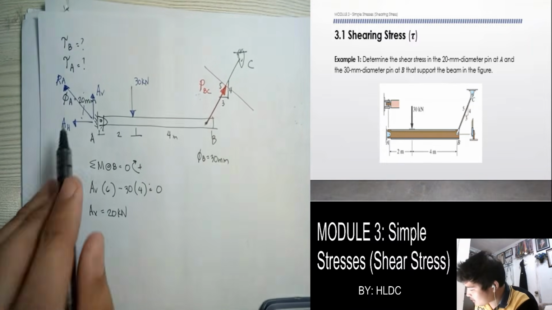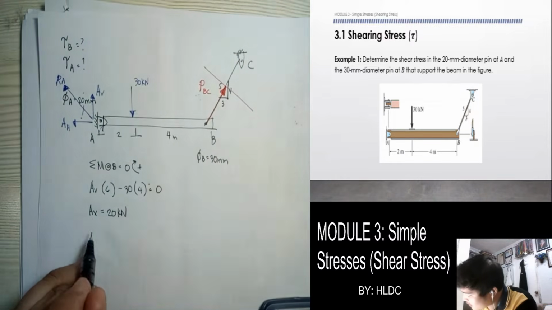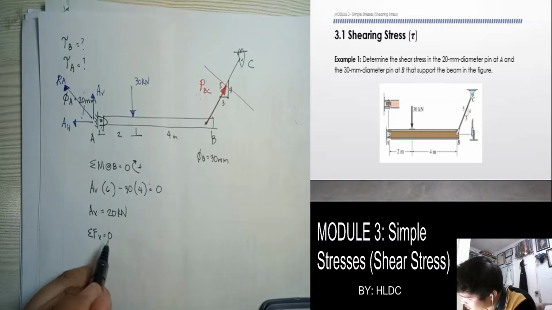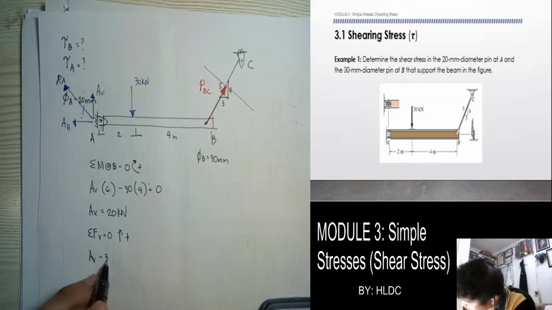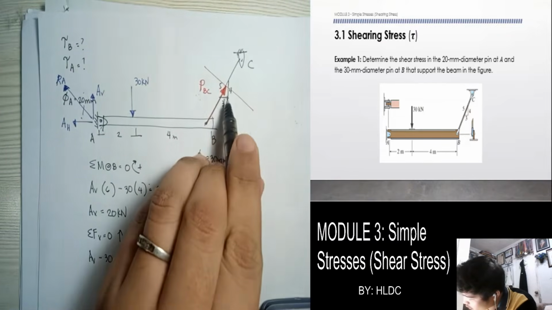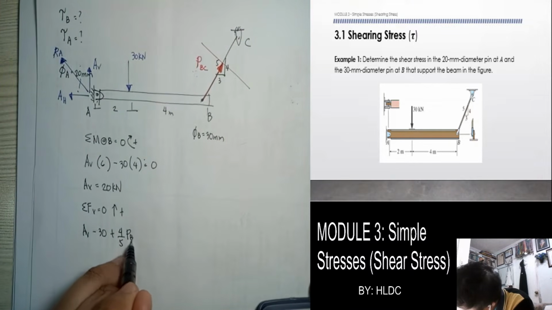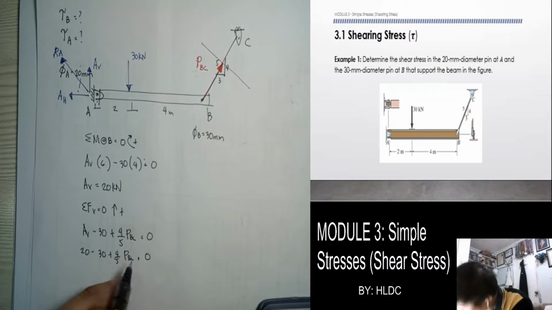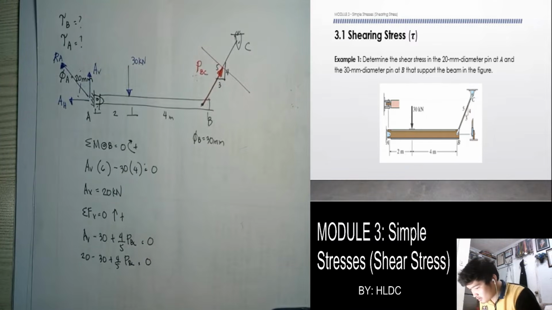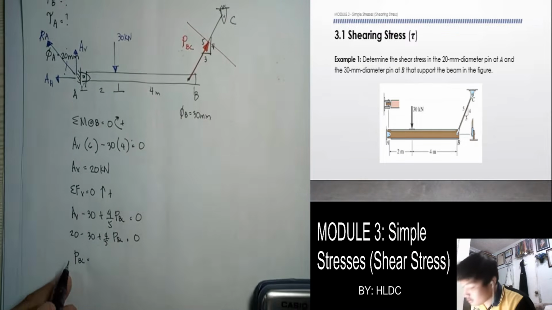Okay, next kailangan ko tong AH. So paano kukunin tong AH? So kunin ko muna tong PBC, no? So by taking summation of forces vertical equals 0, considering upward forces positive, so that AB minus 30 and then plus vertical component neto, so that is 4/5 of PBC equals 0. So AB is 20. So now PBC equals 12.5.